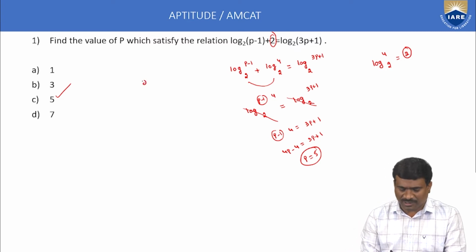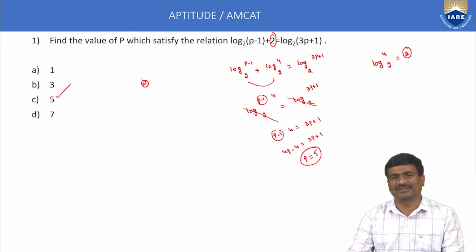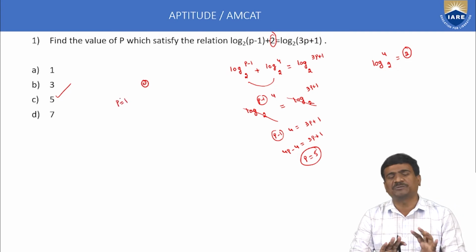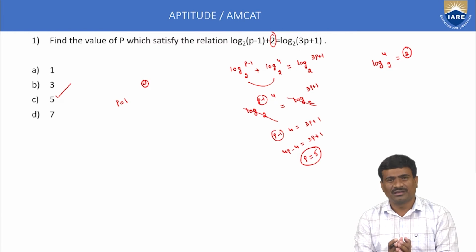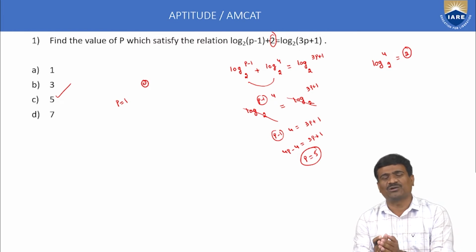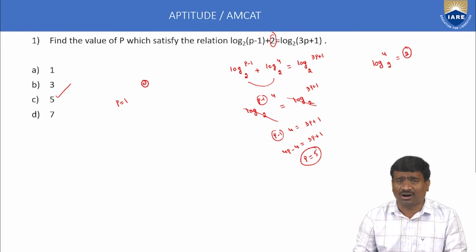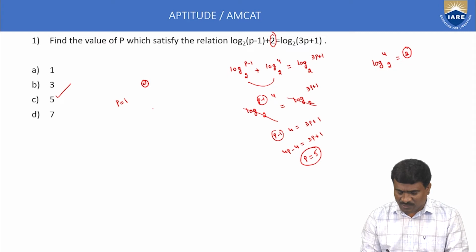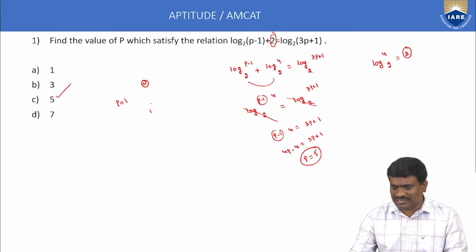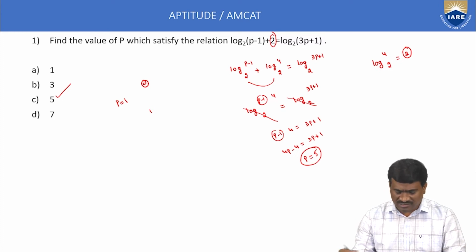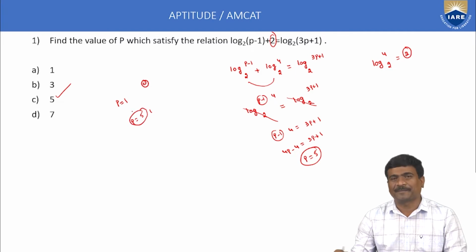Second method, by using the option substitution method. Option A, suppose P is equal to 1. Next, the second method, option verification. When LHS is equal to RHS, that option only is correct. Suppose option A, verify the answer. If P is equal to 1, log 0, 2 is equal to log 1. That is not, LHS is not equal to RHS. Similarly, suppose P is equal to 3 and P is equal to 5.